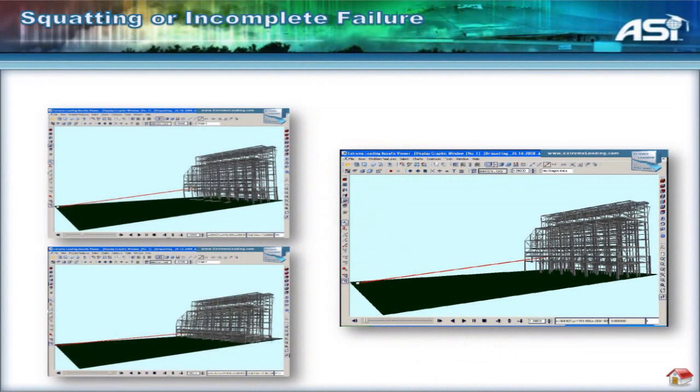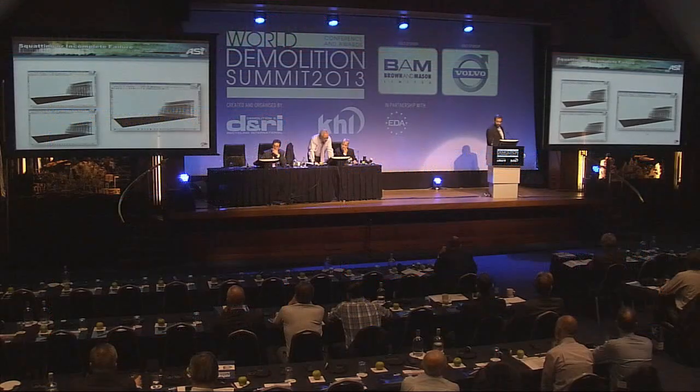Again, play, please. So this is squatting, or incomplete failure. Can you run it one more time? You can see this is an industrial structure. It was being demolished by pulling using excavators. One more time, please. Instead of failing completely, it just shortened by one level, and it didn't go all the way. And this is what happened in the scenario, but this is not what happened in real life. We modified the scenario to avoid this case.